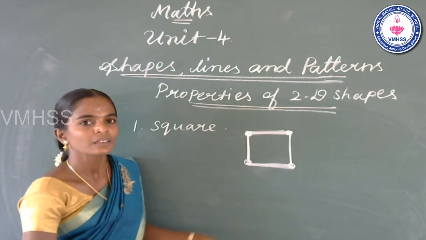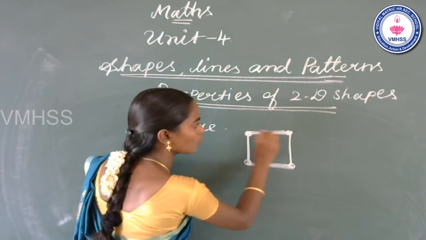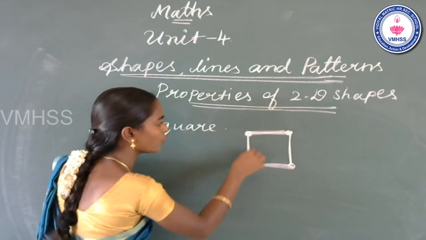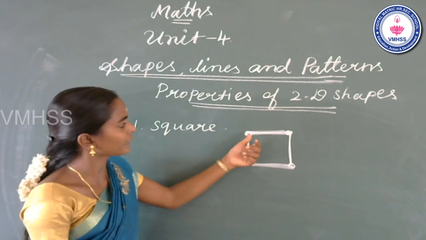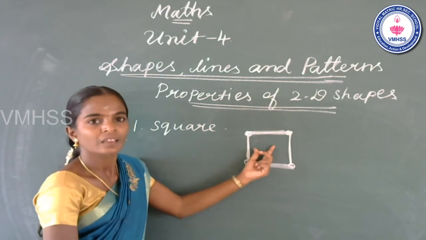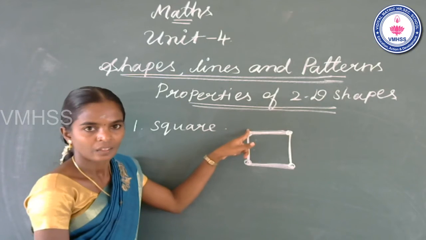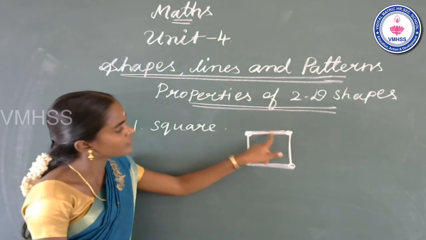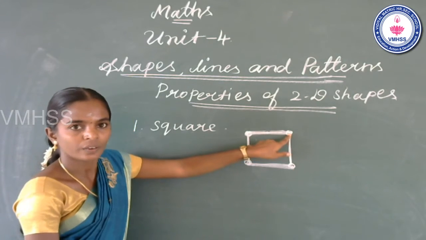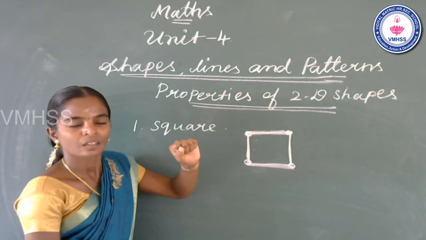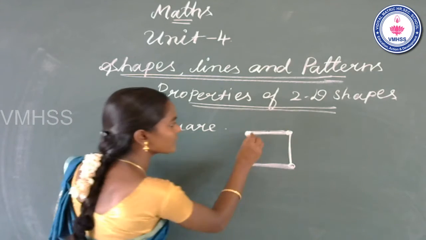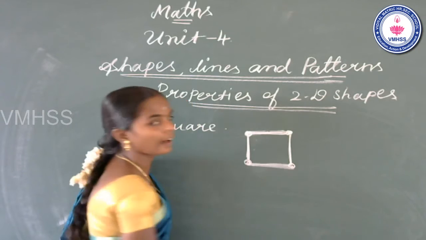Did you understand? This one is a side. 1, 2, 3, 4. The straight line segments that form the shape are known as sides. Next, where two sides meet at a point is known as a corner. For this one side, this one corner.